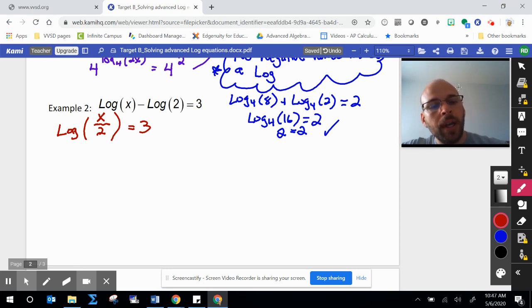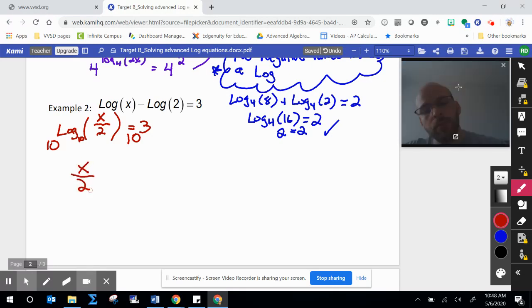So the base, now remember, I keep bringing this up in all the videos. If there's no base written, it is always a base 10. So I'm going to use 10 to one side, 10 to the other side. If I say 10 to the log base 10 power, those cancel, and I'm left with x over 2 is equal to 10 to the third power.